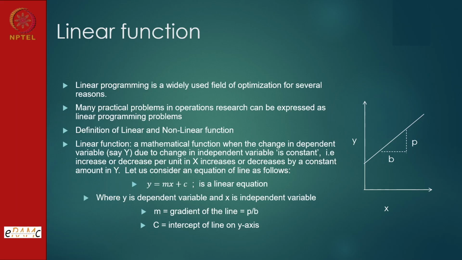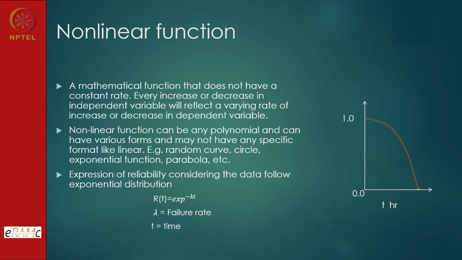Now you would like to see what is a non-linear problem. A non-linear problem is a progression where the gradient will not be the same all through. It can change anytime. So it is a mathematical function that does not have a constant rate. Every increase or decrease in the independent variable will reflect a varying rate of increase or decrease. So I am demonstrating a non-linear function by an exponential distribution. If the gradient is different, the rate is different here, the rate is different here, and it can be different all through. So that is called a non-linear function.